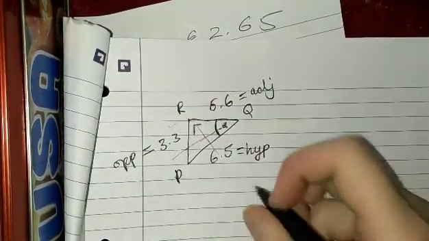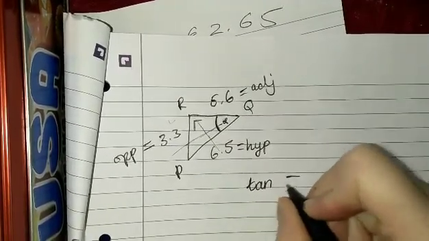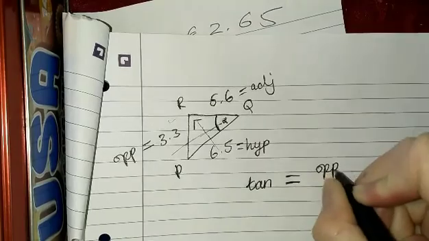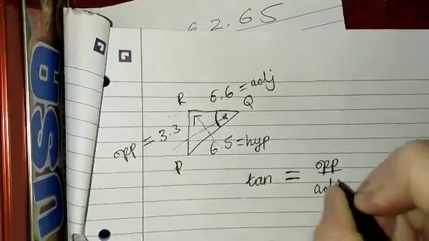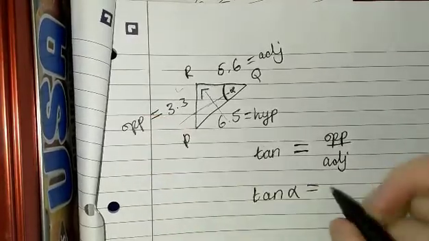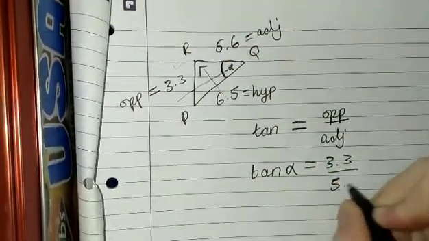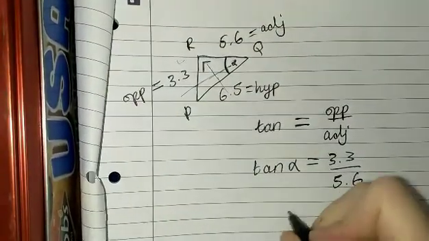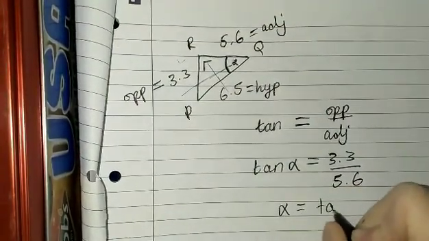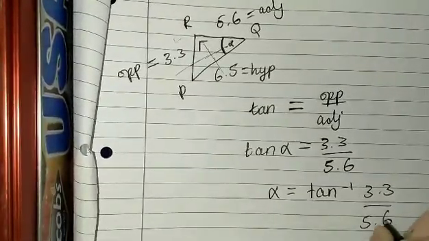So I can use any of my ratios. So say if I wanted to use tan. So tan of an angle is opposite over adjacent. So tan of my angle here is going to be opposite, which is 3.3, over adjacent, which is 5.6. So if I want to get the angle, I'm going to have to do tan inverse on my calculator, 3.3 over 5.6.